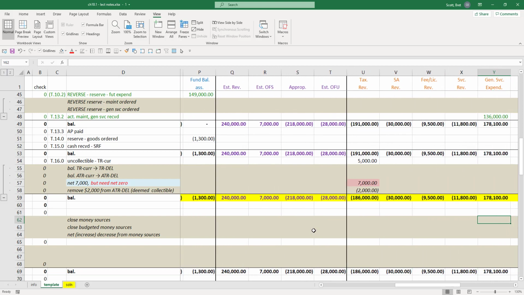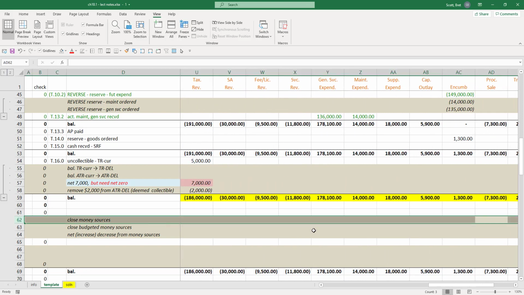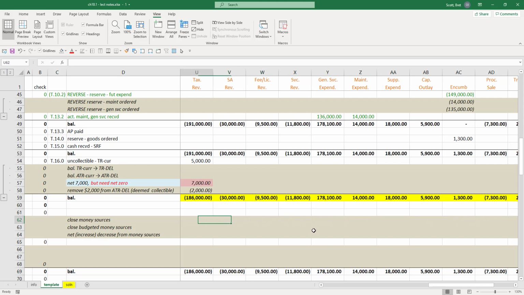Close money sources. That's the row I have right here. I've got this 186. I'm going to debit that away. Debit the state aid, fees, revenue, and service revenue. Get rid of all those. And by the way, there was something else I recall, 7.3. Now, when I close those out, do those go to retained earnings? No, there are no retained earnings.